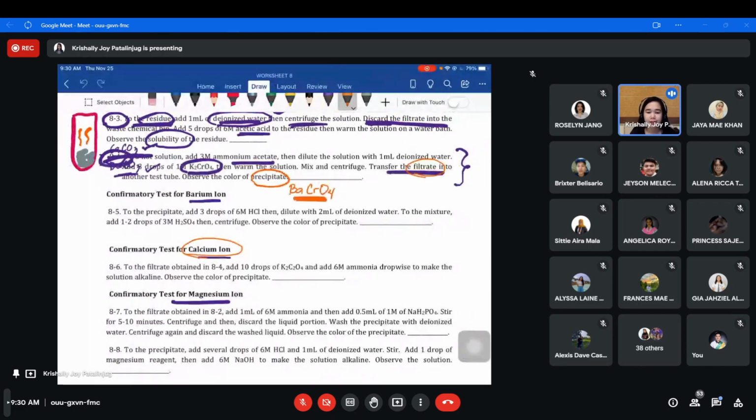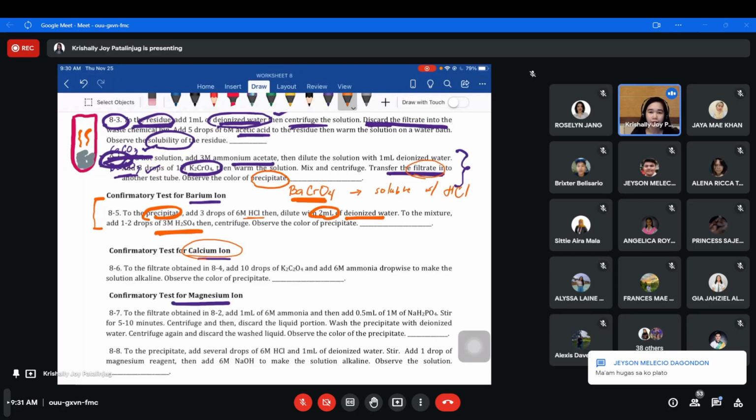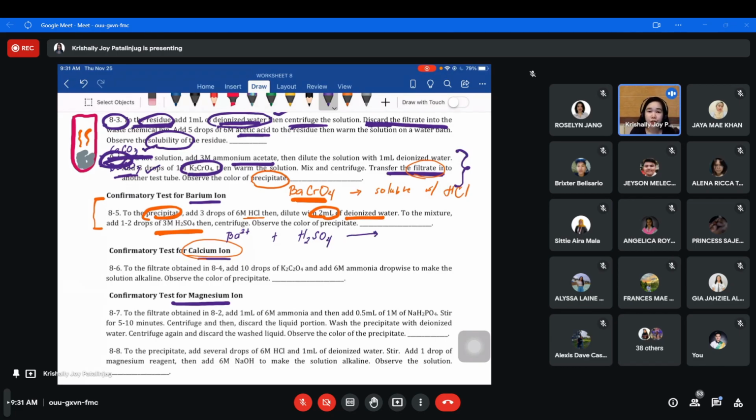After forming the precipitate, let's confirm whether it is really barium that precipitated. This is the confirmatory procedure for barium ion. From that yellow precipitate, we dissolve it again with HCl, because barium chromate is highly soluble in HCl. Dissolve it again, then dilute with water and add sulfuric acid. The barium ion in the presence of sulfate, for example from sulfuric acid, will form a sulfate precipitate, in the form of barium sulfate.